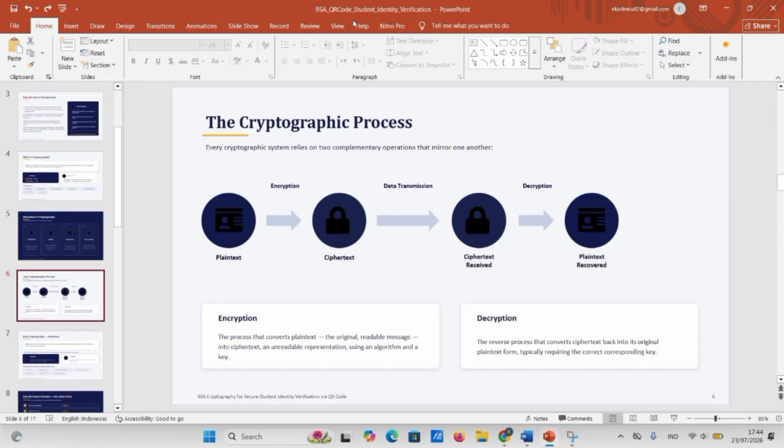This slide illustrates the basic cryptographic process. Initially, the original message is called plaintext. The plaintext is encrypted using an encryption algorithm and a cryptographic key, producing ciphertext, which is unreadable. This ciphertext can then be transmitted securely. Finally, the authorized recipient performs decryption to recover the original plaintext. This simple process ensures that sensitive information remains confidential throughout communication.